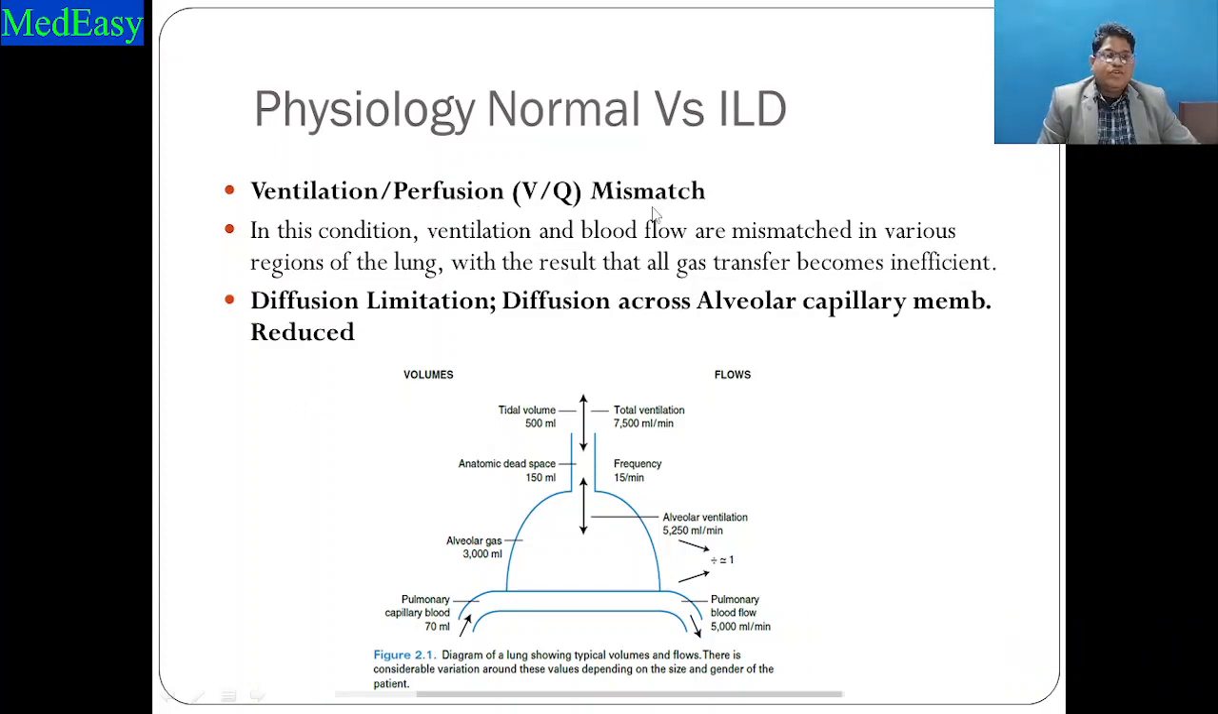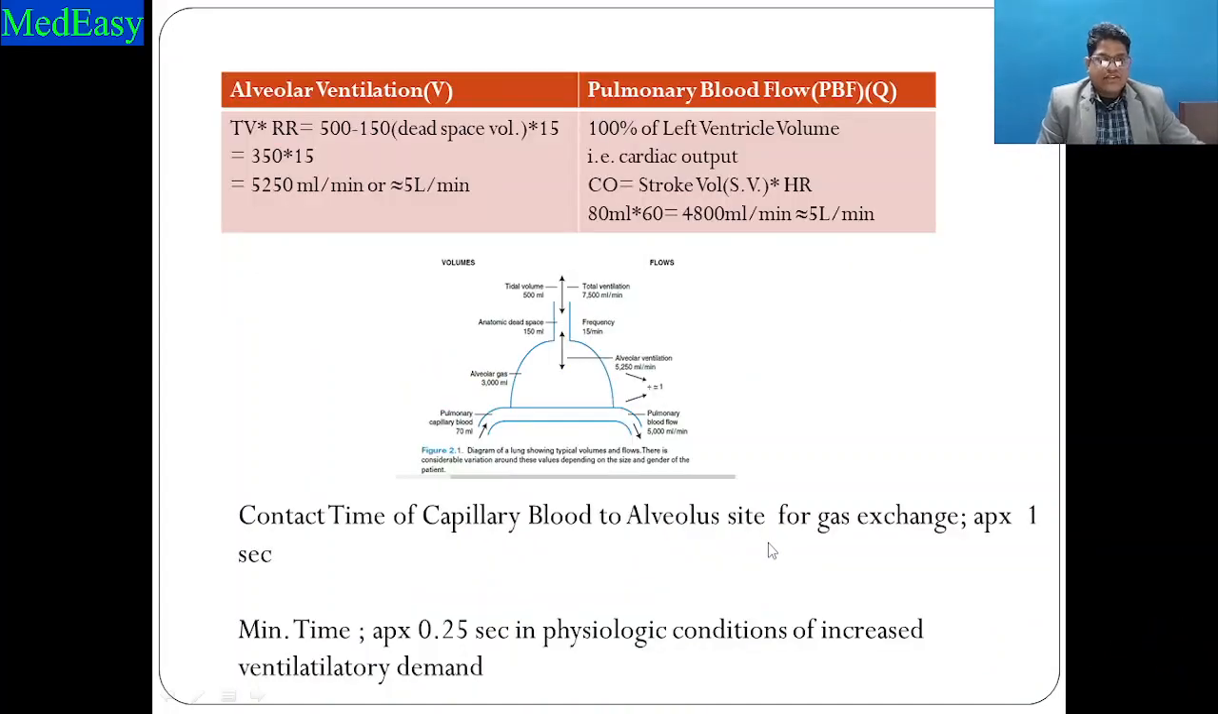And what happens in VQ mismatch? In this condition, ventilation and blood flow are mismatched in the various regions of the lung. Because of this, all gas transfer becomes insufficient. Here, in this diagram, we can understand that normal tidal volume is 500 ml and dead space is 150 ml. So we can calculate alveolar ventilation here. Total ventilation will be 7500 ml per minute, but alveolar ventilation will be 5250.